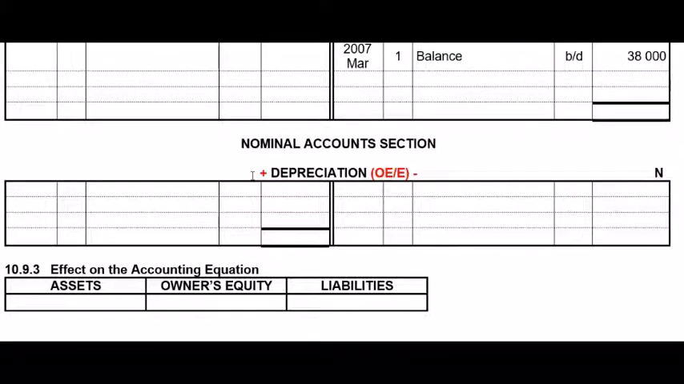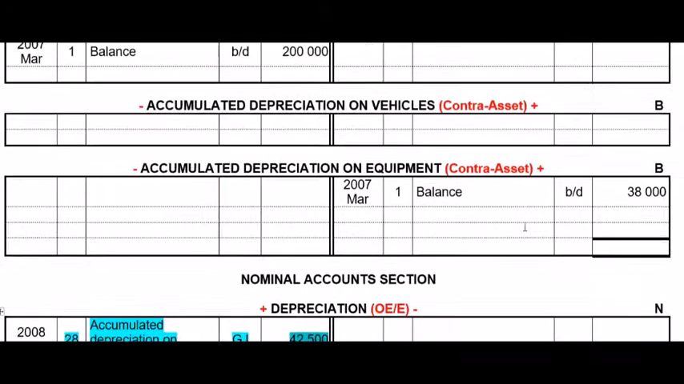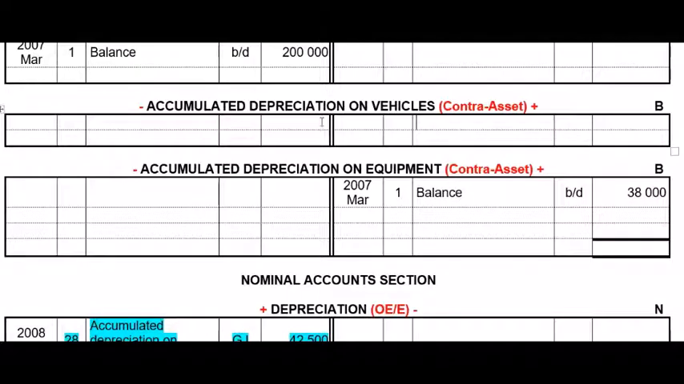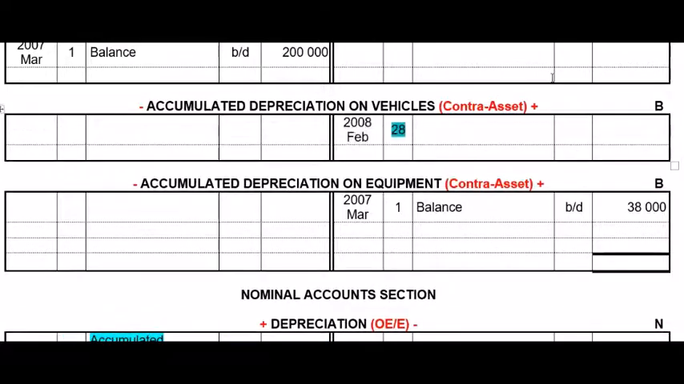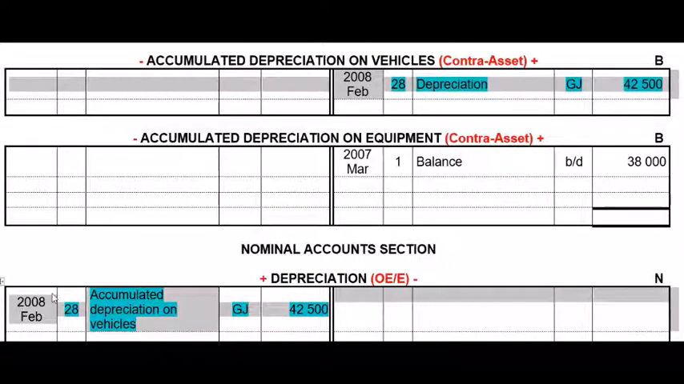Remember, in the ledger we split the two, so let's deal with vehicles first. We'll go to the debit side of our depreciation expense. The contra account will be accumulated depreciation on vehicles. It happened in the general journal. The value was 42,500. Okay, so this must go to the credit side of accumulated depreciation on vehicles. At the end of the year, the contra account is depreciation. And you will see I highlighted them in blue because you can nicely see that this is the credit leg and this is the debit leg.